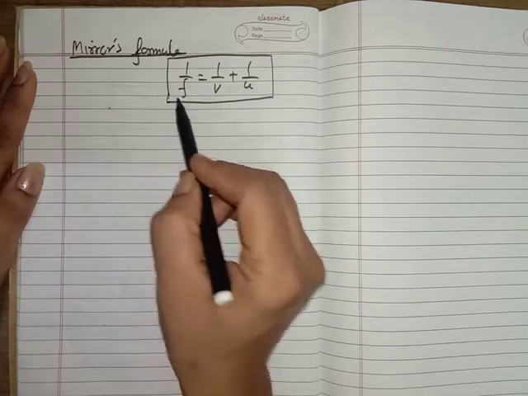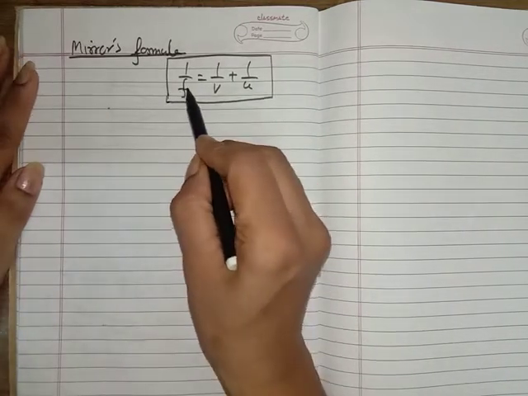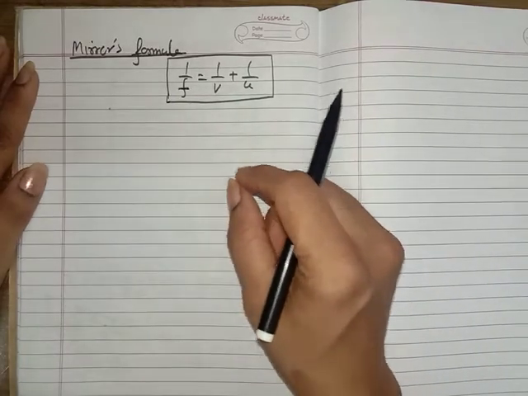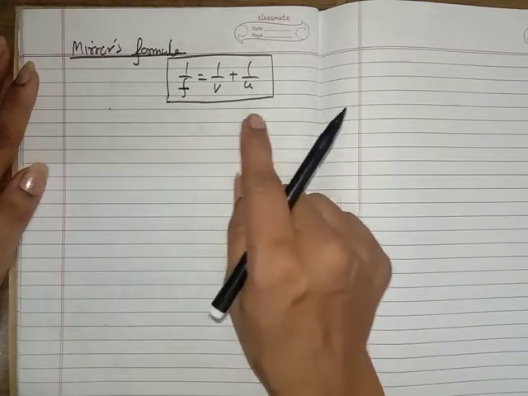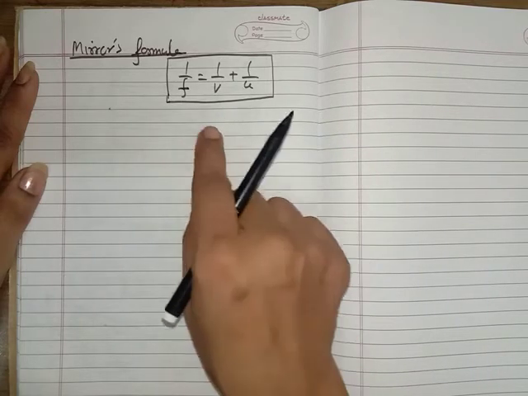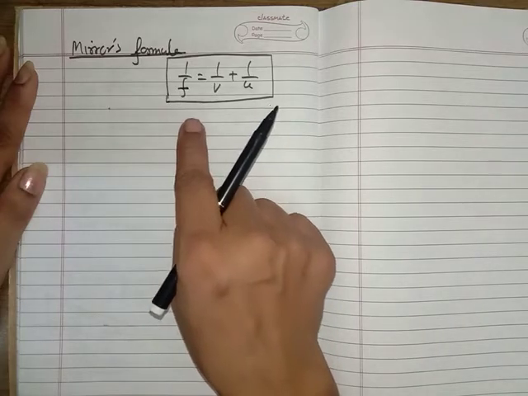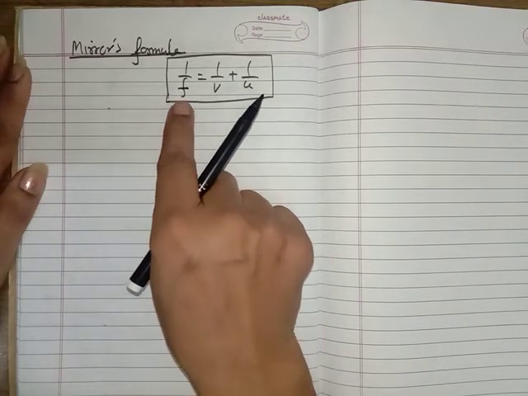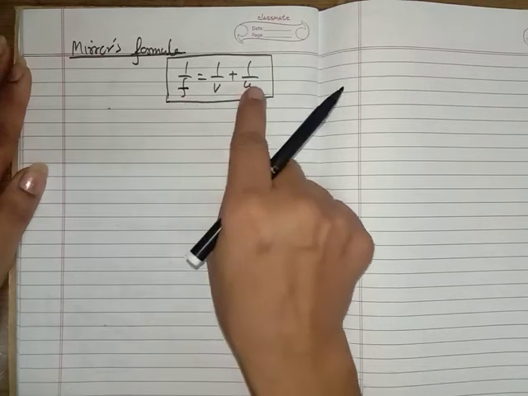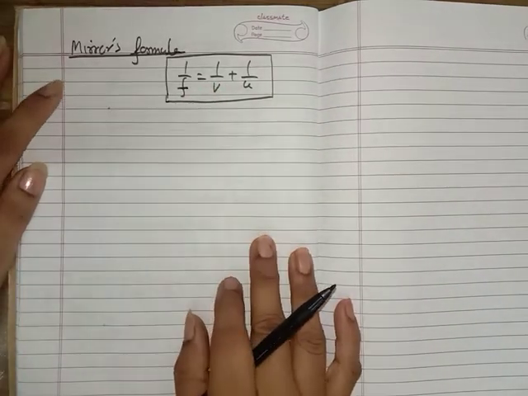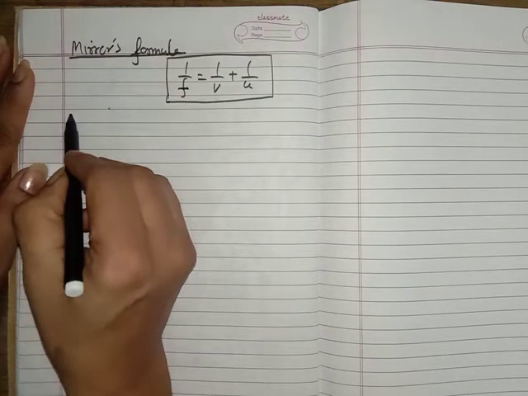And you have to write all the values with the sign. Suppose it is given in a numerical that the focal length of the concave mirror is 20 centimeter. It means you have to write the focal length is equal to minus 20 centimeter. So you have to write the sign before using the formula. This is the mirror formula. And the next one is the magnification.